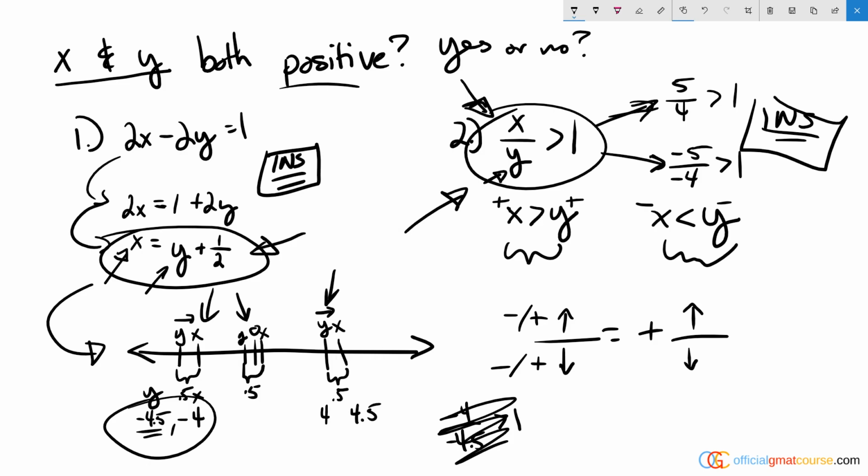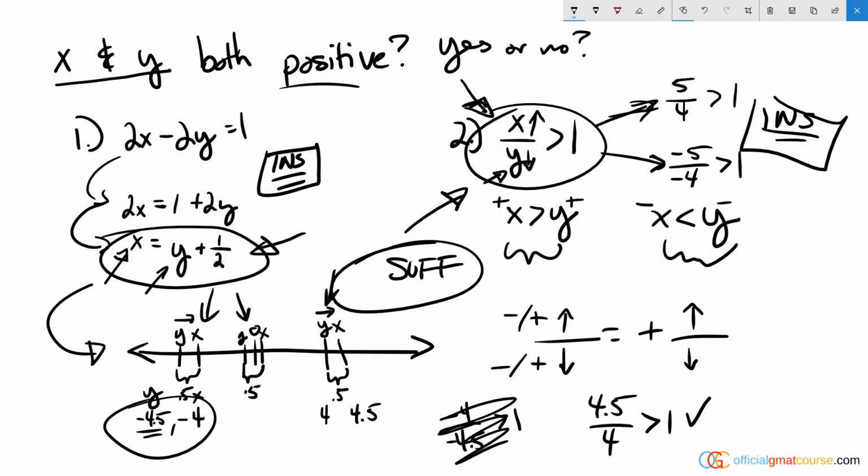And in fact, the only numbers that follow both of our rules are numbers where the absolute value of x is greater than the absolute value of y, and they both share the same sign. And since x has to be greater than y by 1/2, we know that in order for x to have a bigger absolute value, they're both going to have to be positive, like the 4.5 over 4 scenario, which is greater than 1. So this is a pretty tough thing to see logically, but it is sufficient when taken together.